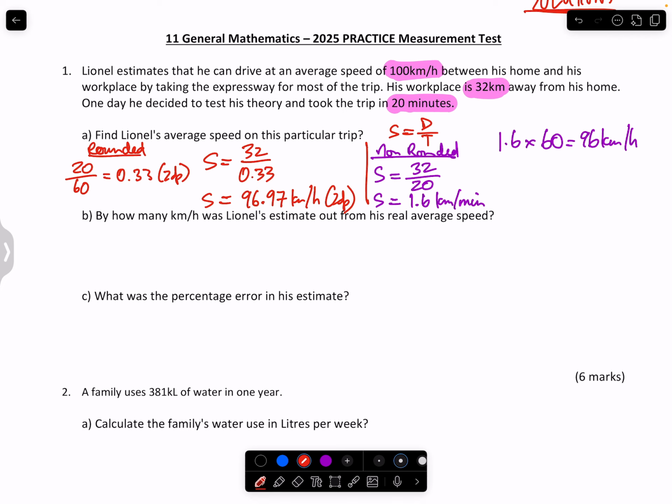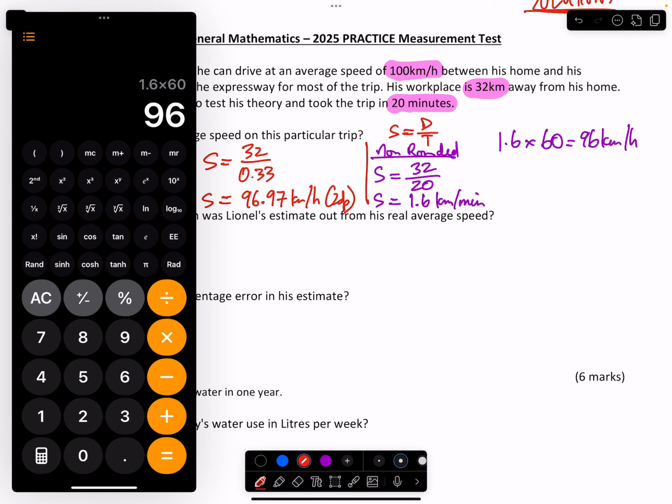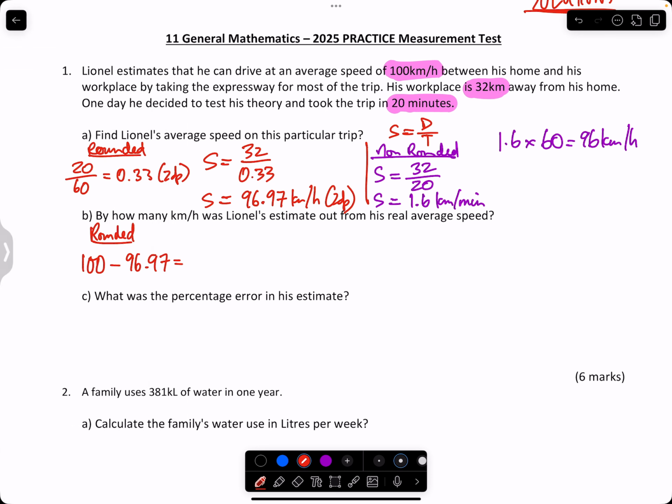By how many kilometers was Lionel's estimate out? This is the rounded. 100 was the estimate. Take away 96.97. 100, take 96.97, 3.03 kilometers per hour out, or non-rounded, 100, take 96 is equal to 4 kilometers an hour out.